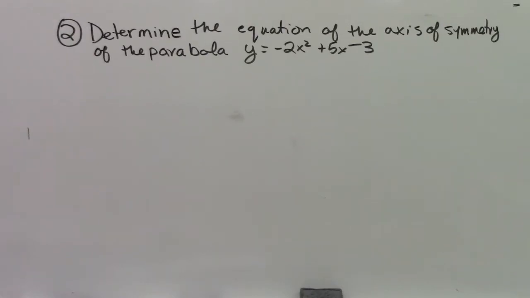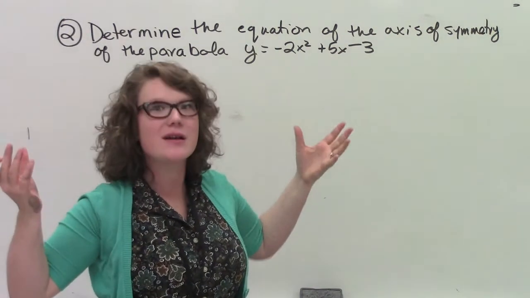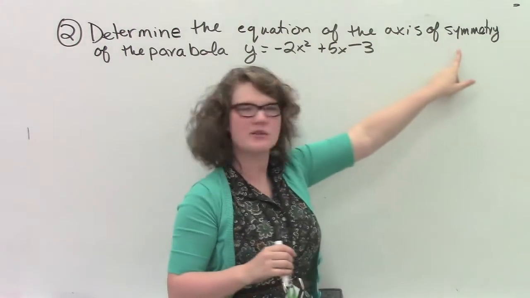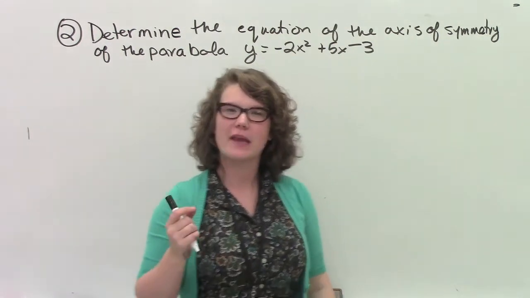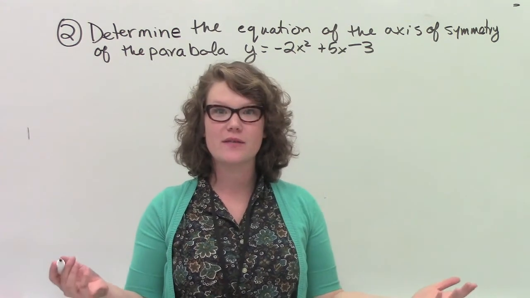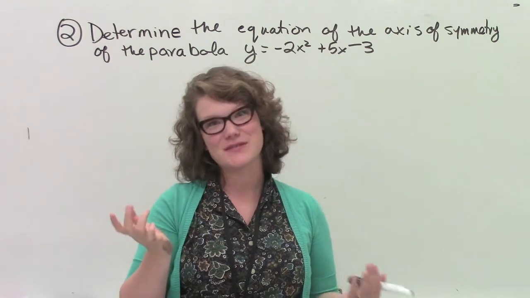So, question number 2, determine the equation of the axis of symmetry of the parabola y equals negative 2x squared plus 5x minus 3. Guys, this is in general form. What do we need to get it into? Standard form. Why? Because we get our equation for the axis of symmetry from the x-coordinate of the vertex. So first we need to figure out what the vertex is, and then we can figure out what that axis of symmetry is.